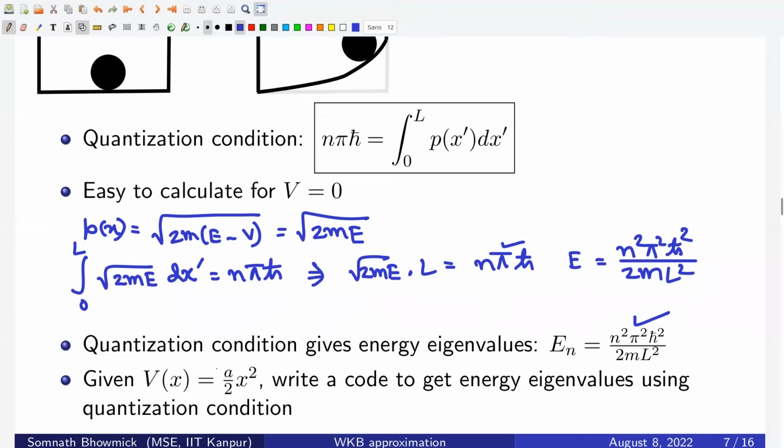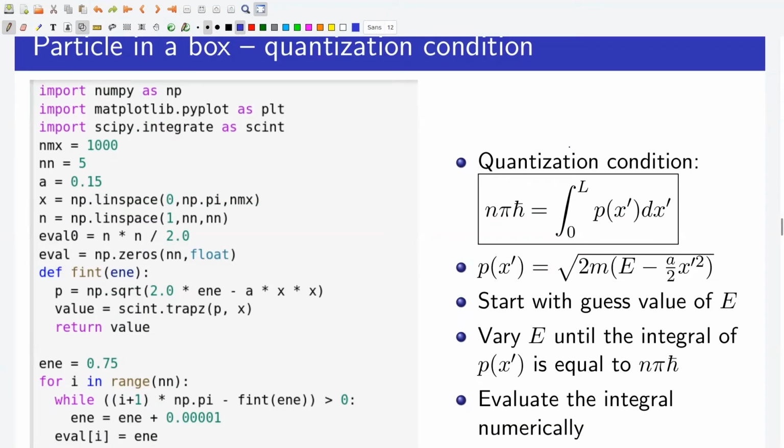Now, given V(x) equals (A/2)x², let us write a code to get the energy eigenvalues using the quantization condition. The quantization condition tells us that the integral of momentum over the entire box of length L is equal to nπħ. Note that this is irrespective of the form of the momentum p(x). We have already verified that the quantization condition gives the correct result for V equal to 0. Now we shall consider the case where V equals (A/2)x².